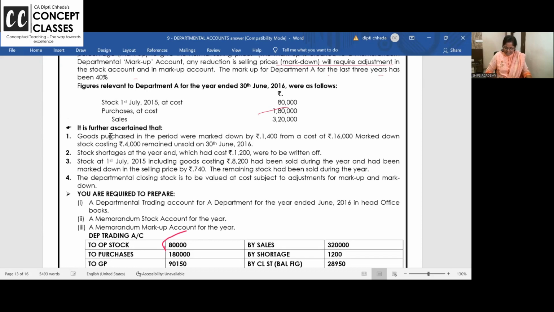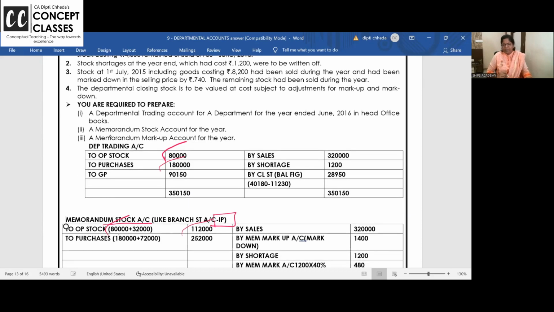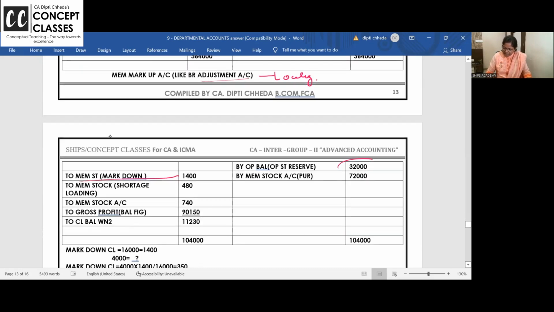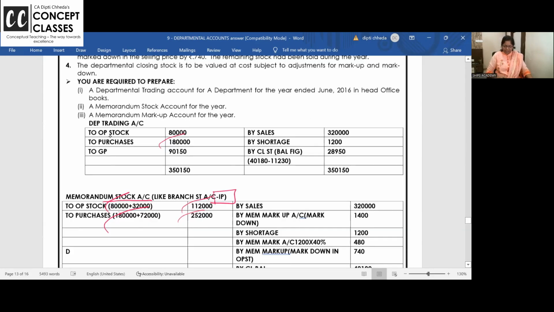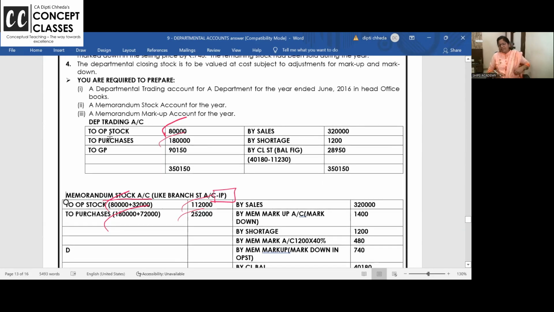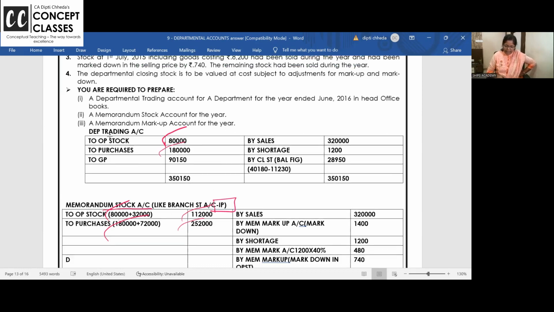Second, purchases at cost. Okay, purchase आ गया. अब purchase में भी add करो 40% and credit the loading by memorandum stock account 72,000. Purchase is 180. You've added 72,000. Got it now? ठीक है? चलो. Next.